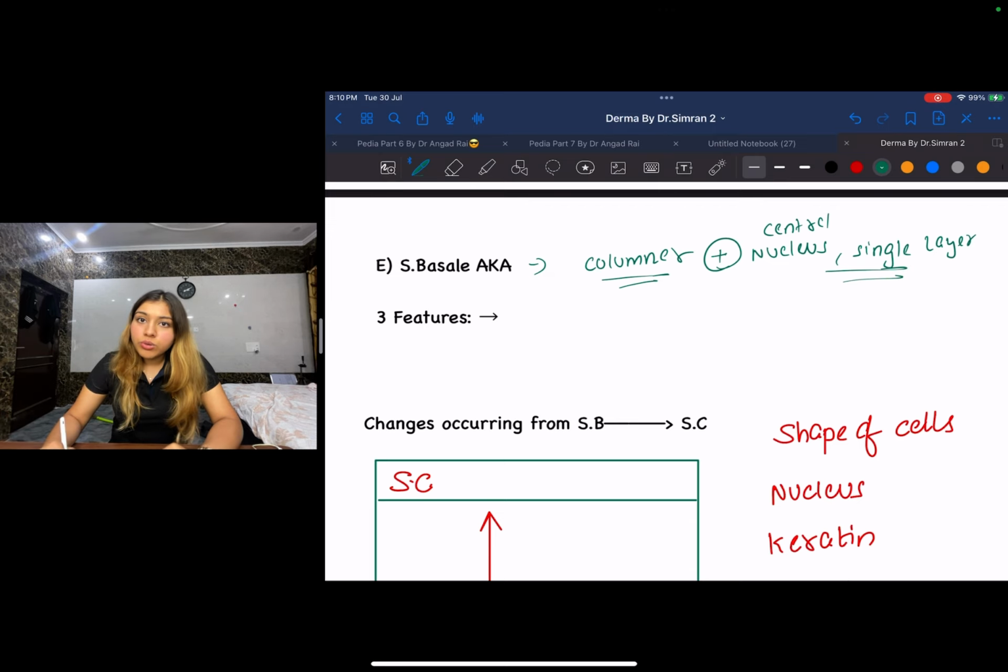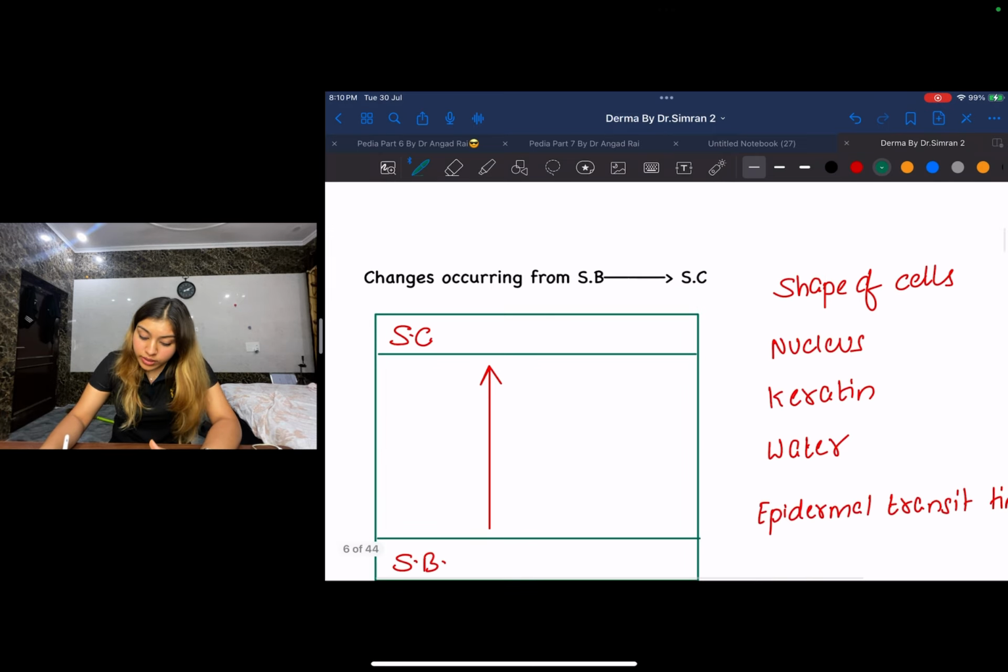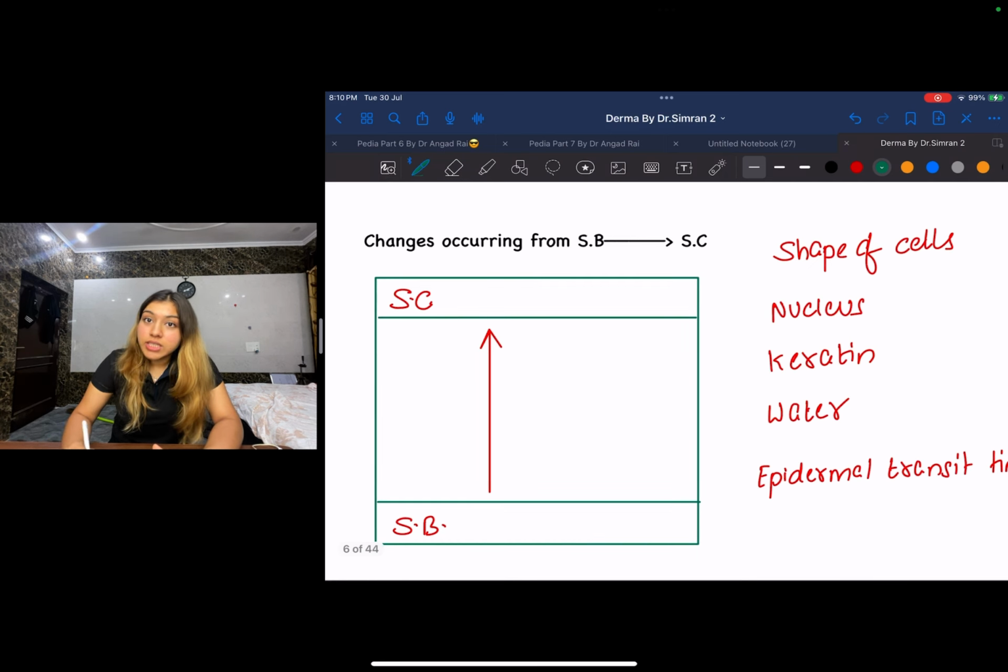Now why am I explaining all this? Why did I recap stratum corneum? It is so that we will know what changes occur when you go from your stratum basale to your stratum corneum. Okay, so let us see.